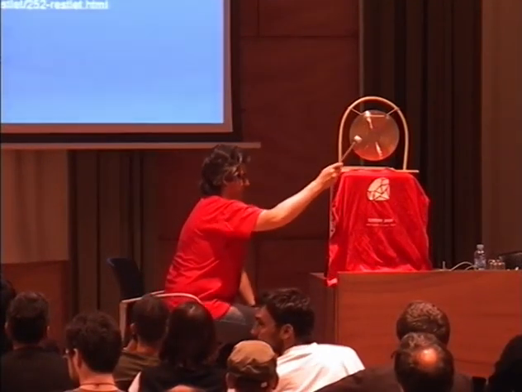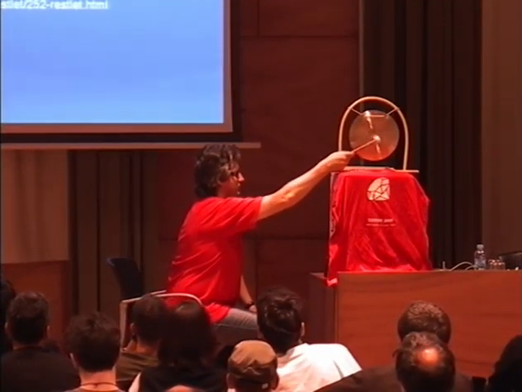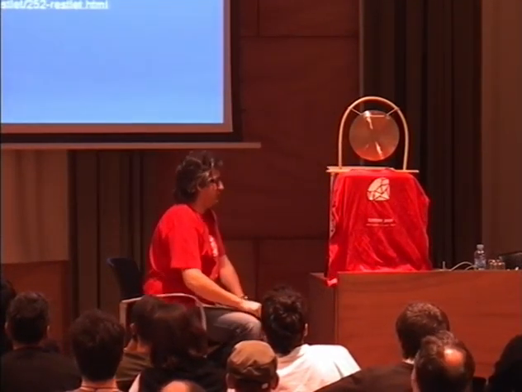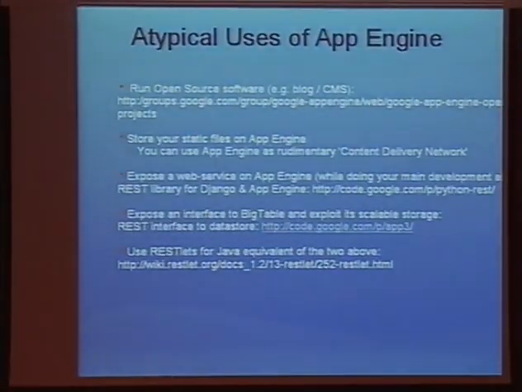Atypical uses: if you don't use it as a web stack, you can do other things with it. You can wrap web services or wrap Bigtable. Bigtable is just an incredible database. They have done all their Google applications with Bigtable. So it's petabyte scale. It's a planetary database. That's very exciting. It's possible to wrap that and just use that database for your applications. You could run open source software. You could just host static files.